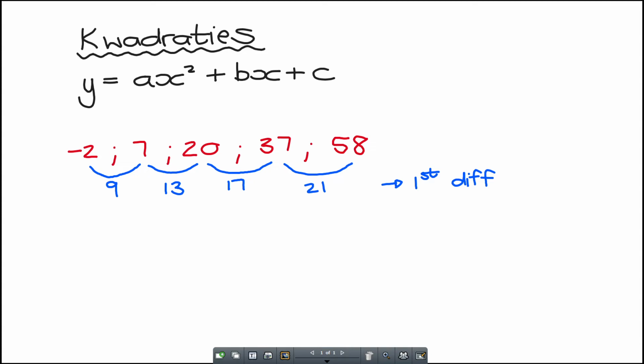Wat jy dan vir my doen is, jy gaan doen dit 'n tweede keer. So, let's go get the second difference. Wat is die verskil tussen 9 en 13? 4. En van 13 tot by 17? 4. En van 17 tot by 21? 4. En dit is my tweede verskil, the second difference. Okay, nou sien jy dat my tweede verskil is konstant. The second difference is constant. And when that is the case, you know it's a quadratic equation. Okay, en blokkie by kwadraties sê ek vir jou second difference is constant.